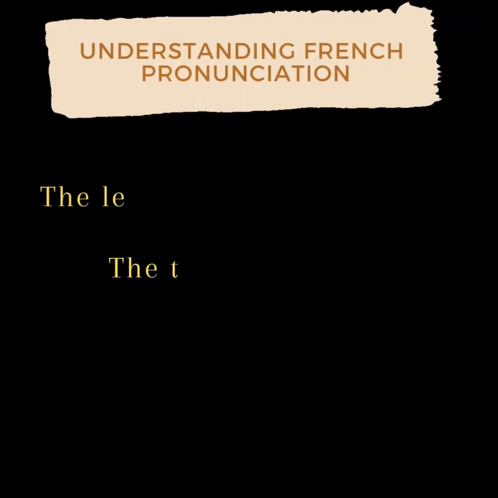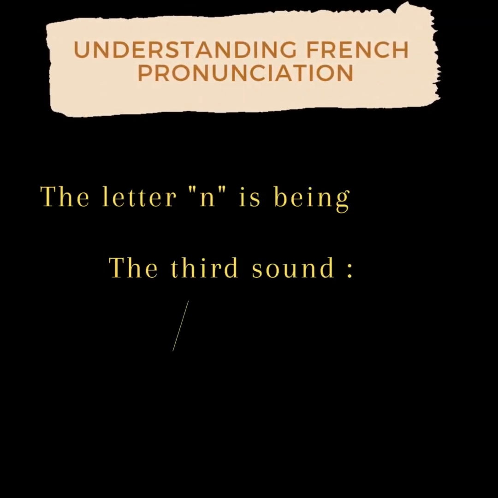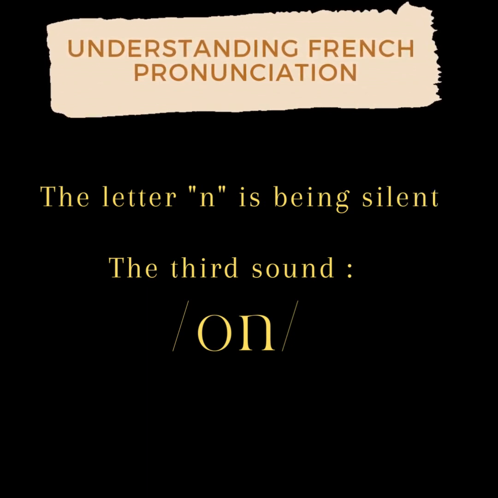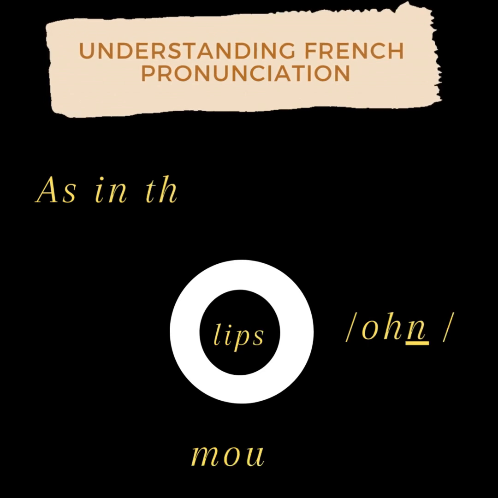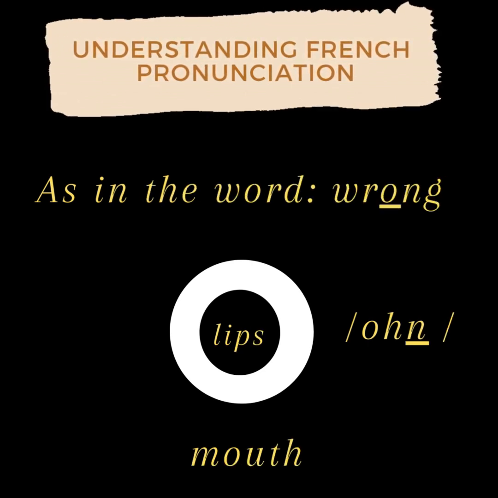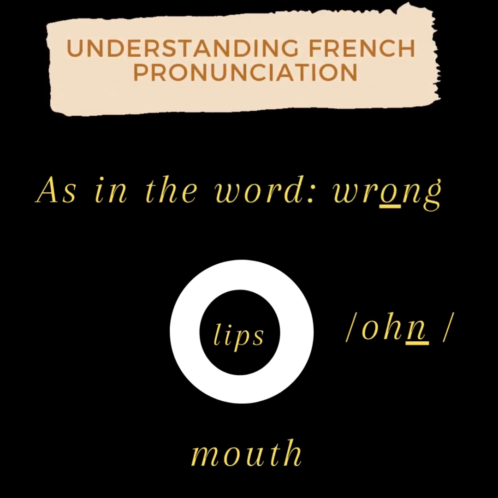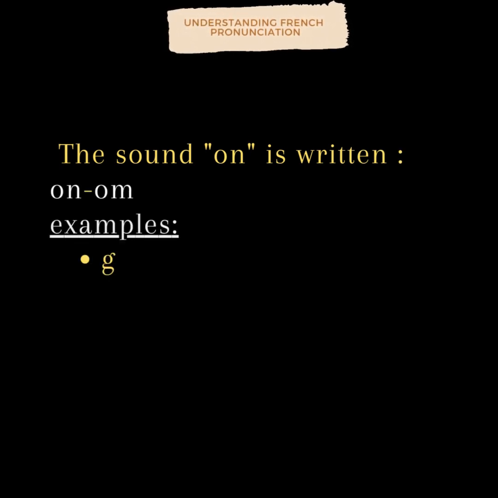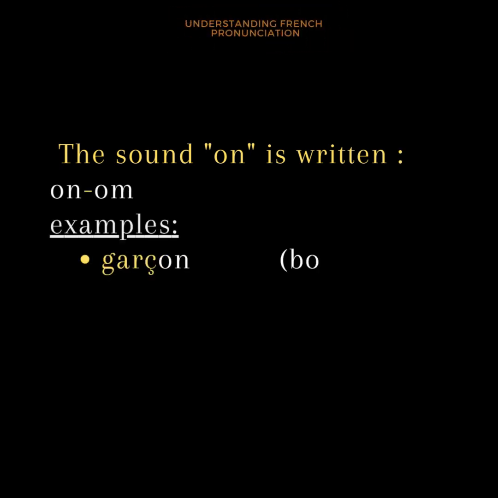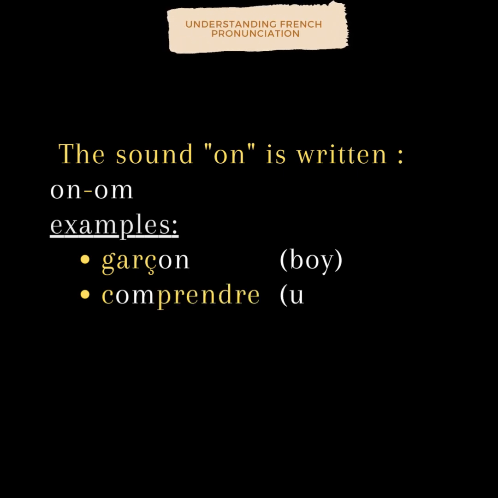The third sound, on, approximately as in the word wrong. The sound on is written or found in the following forms: on, om. Here are examples: garçon, comprendre, action.